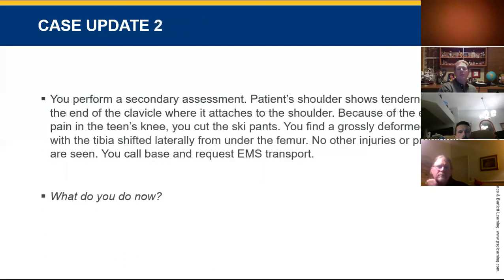And then how are we going to treat that? Splint and go. So you find a gross deformity of the knee with the tibia shifted laterally from under the femur. No other injuries, and you call base and request EMS transport. So you come across this skier in the snow. You've made your initial assessment. What are you going to call for? What are you going to tell dispatch you need?